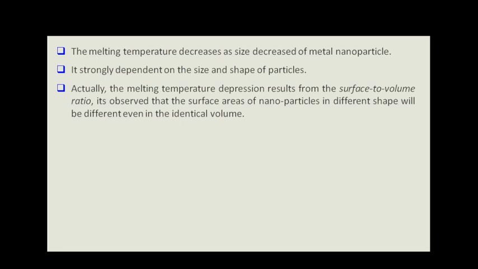Actually, the melting temperature depression results from the surface to volume ratio. It is observed that the surface area of a nanoparticle of different shapes will be different even for an identical volume. That means if the volume is the same you can have different shapes, and if the shape is different, then the available surface area will be different. If the available surface area is different, the number of atoms on the surface will be different, and that results in variations in the depression of the melting temperature.